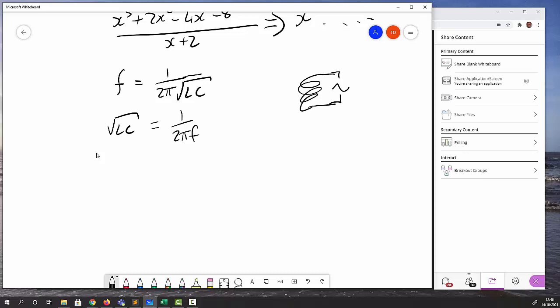Okay, then you take the squares and do all the other stuff, but I mean that's fairly straightforward.